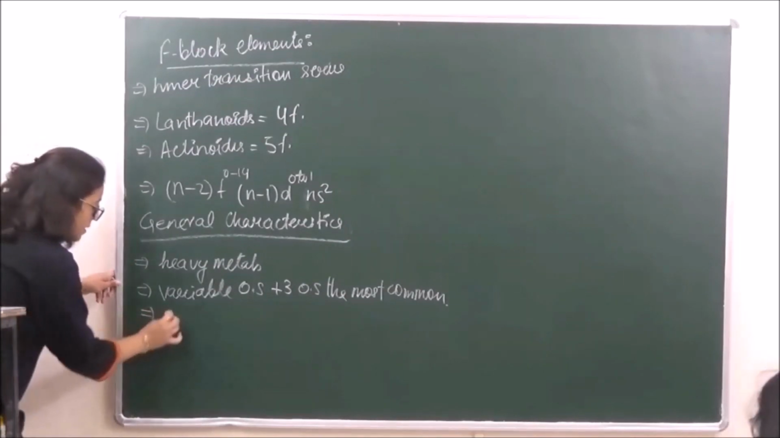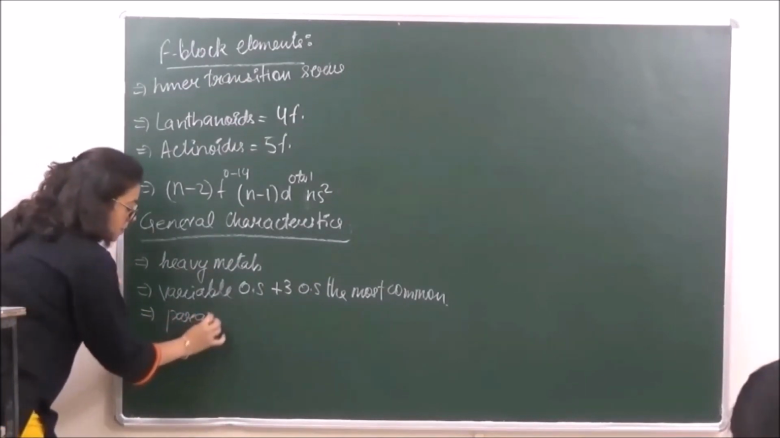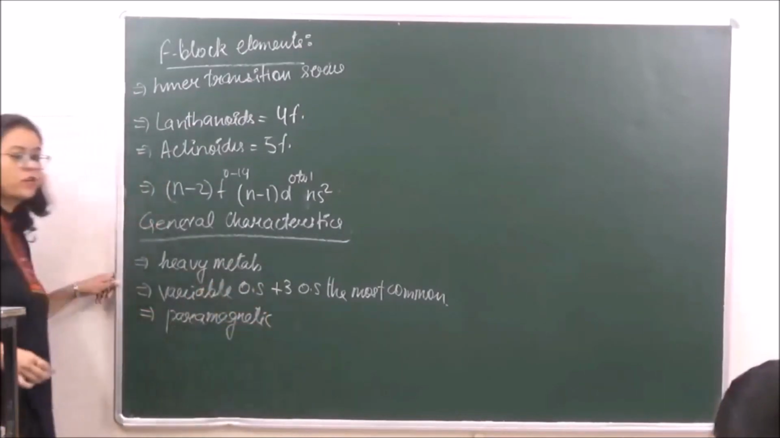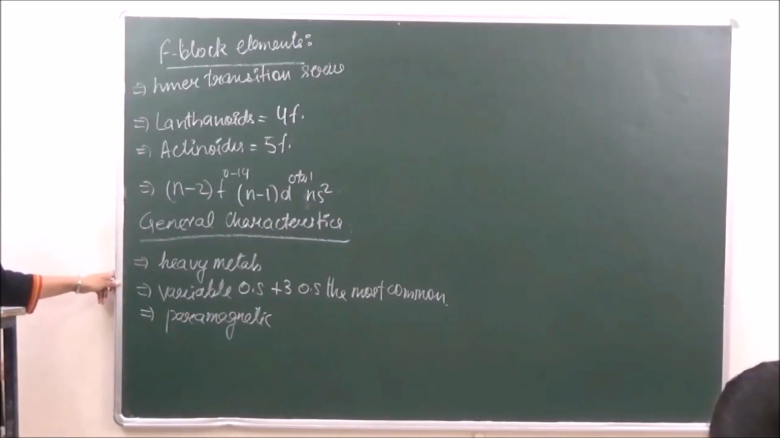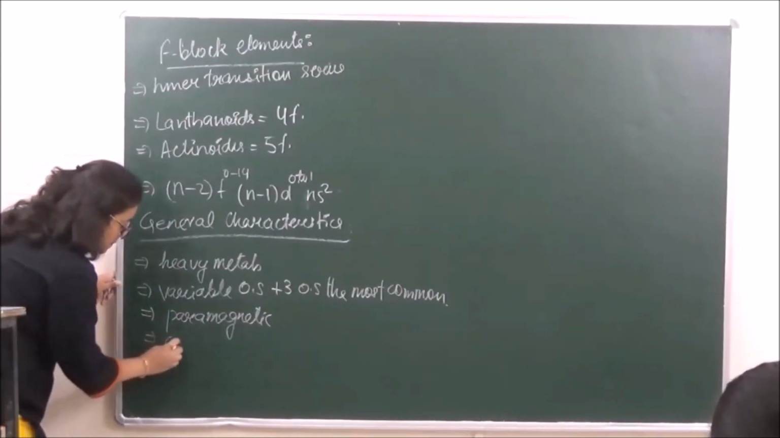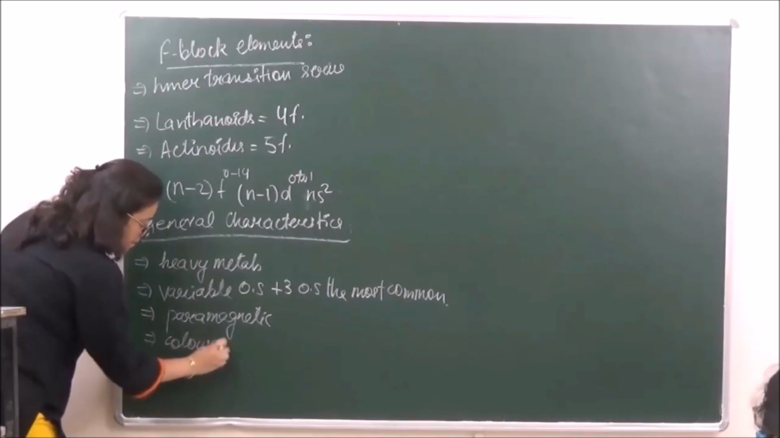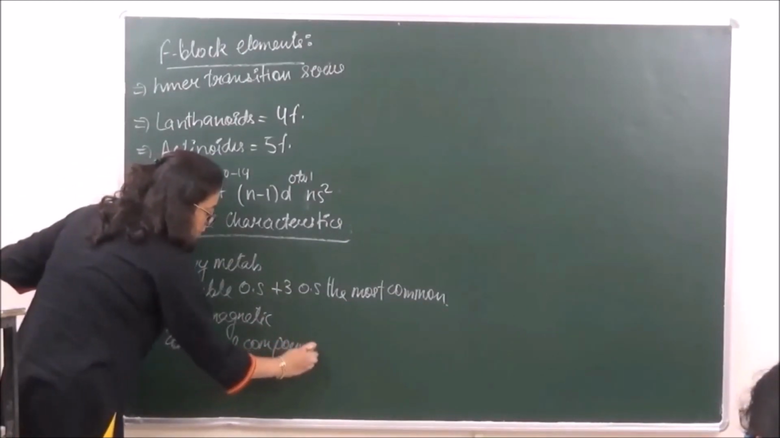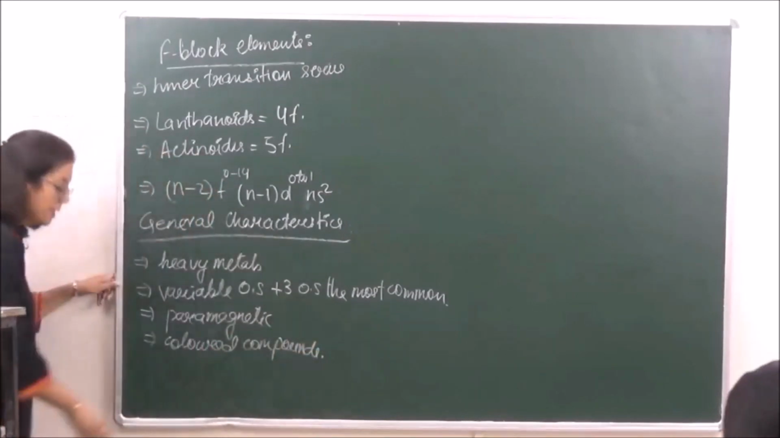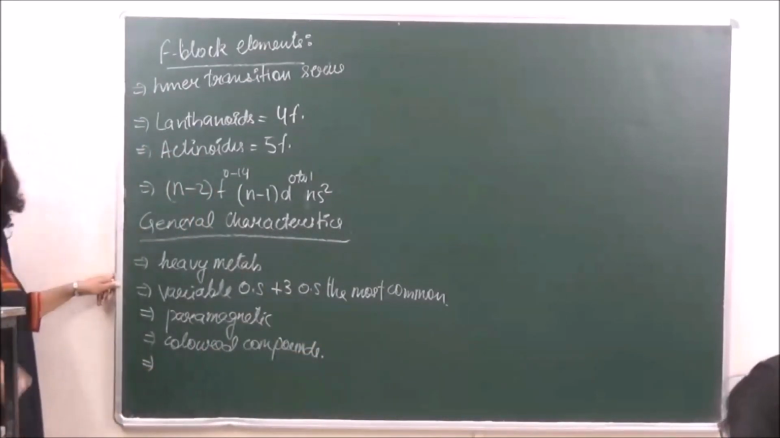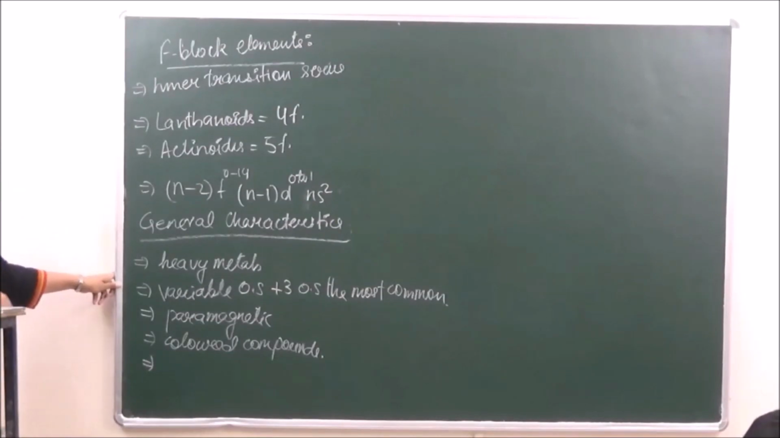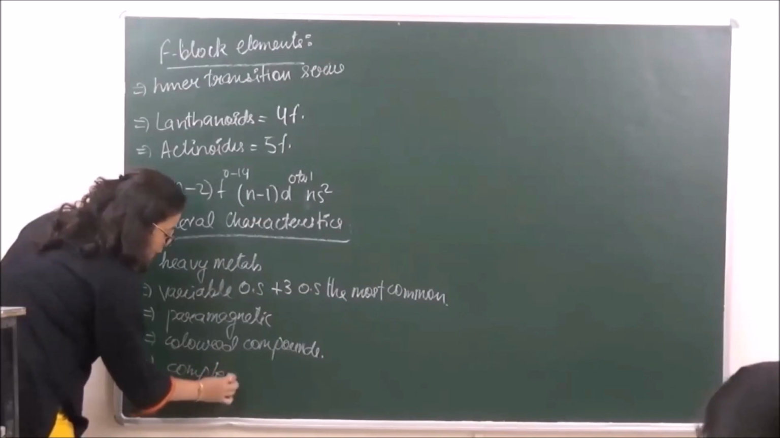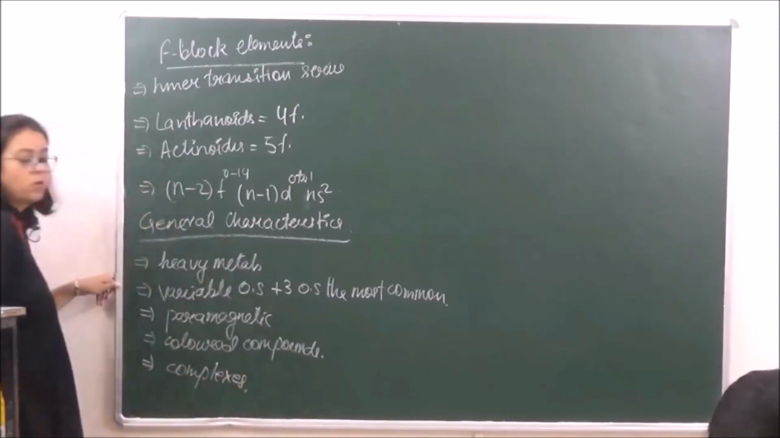They all are paramagnetic in nature, as I have already told you what paramagnetism means. They form colored compounds, and then they have the tendency to form complexes. So all these share similar characteristics with the D block.